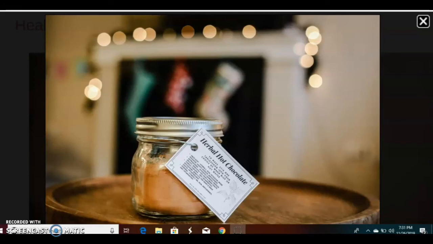Let me know what you think about this recipe. Let me know if you use this recipe, if you use a different recipe, if you tweaked it, if you added some things. Let me know how it worked for you. Did it help with digestion? Did it help with your circulation? Did it help with inflammation?